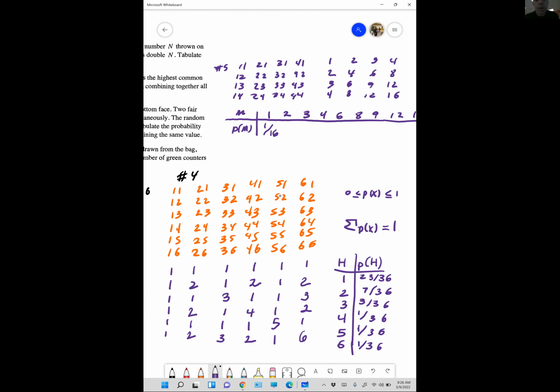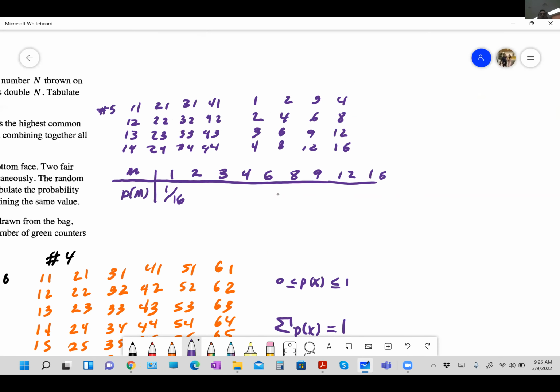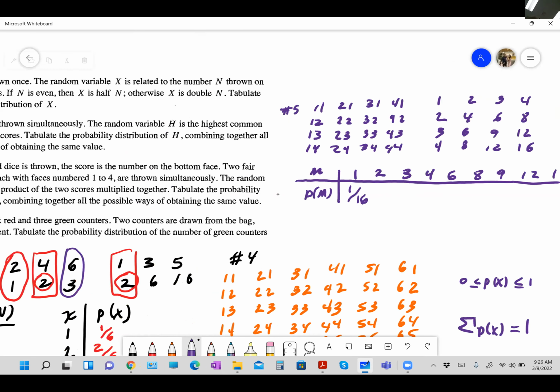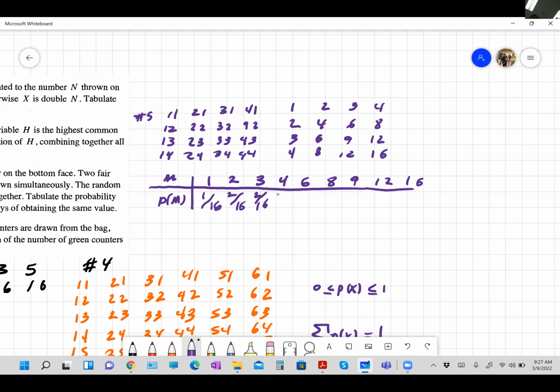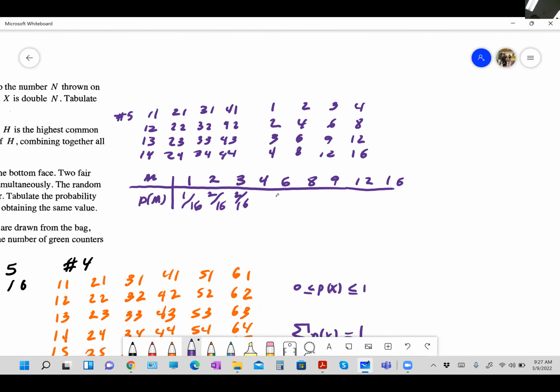So you have 1 happen once. How many times does 2 happen? 2 out of 16. How about 3? 2. How about 4? 3. How about the next one? 6, 2. 8, 2. 9, 1. 12, 2. And the last one, 1. Does it add up to 16 over 16? Yep.